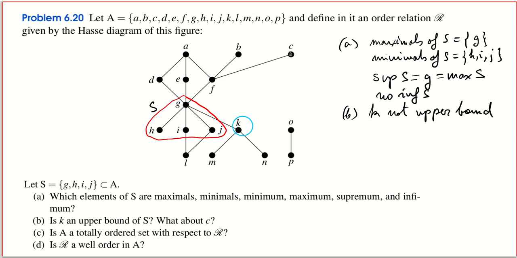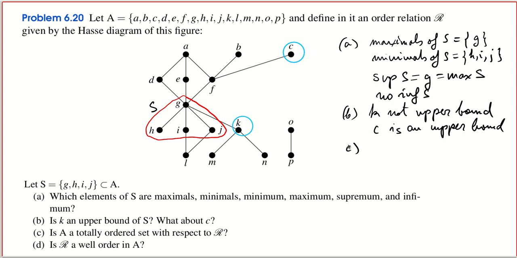Then what about C? Let's see, where is C? C is here. Let's see if C is an upper bound. Well, is every element smaller than C? Obviously all these three elements are smaller than G, so all we have to check is whether C is larger than G. But it clearly is, because there is a path going up joining G with C. So C is an upper bound. All right? That answers B.